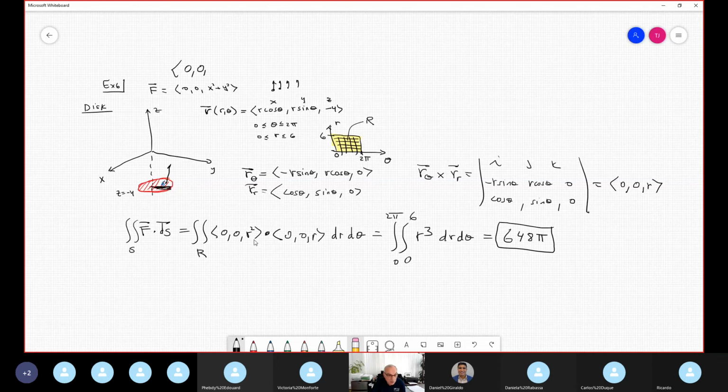I suppose the normal vector is like that, and the vector field looks like that, so I suppose the flux is positive. Okay, super, super, super. I like that. Okay, now my plan is, let me stop recording.